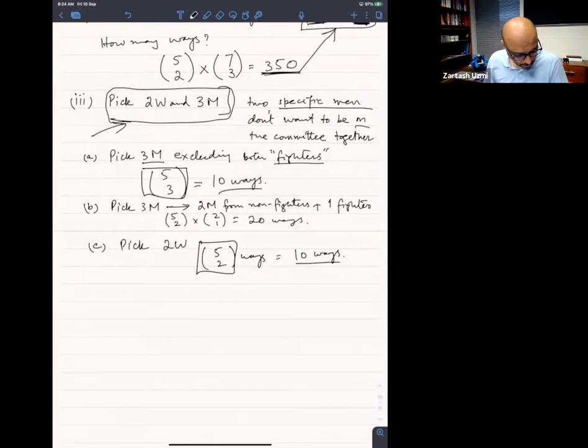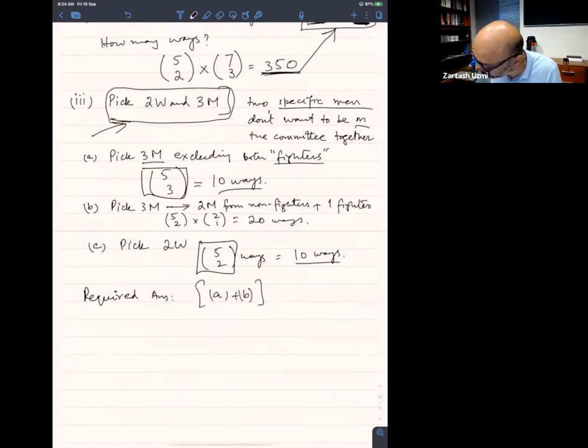So now you have picked 2 women out of a total of 5. Now what is our final answer? You picked 2 women and 3 men such that 2 specific men don't want to be on the committee together. What would be our answer? The required answer would be this A plus B, and this whole multiplied by C.